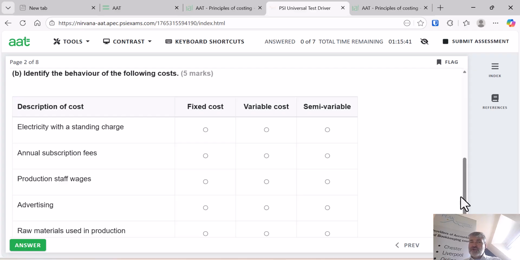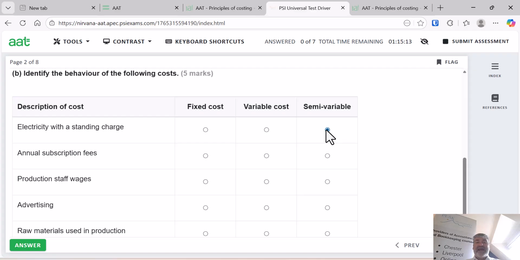So there are two elements to the cost: a fixed element, which is the standing charge, which doesn't change. It's a fixed amount for the supply on a monthly basis, for example, and then you pay for the usage on top of that in terms of the units of energy. So that is an example of a semi-variable cost, part fixed and part variable.